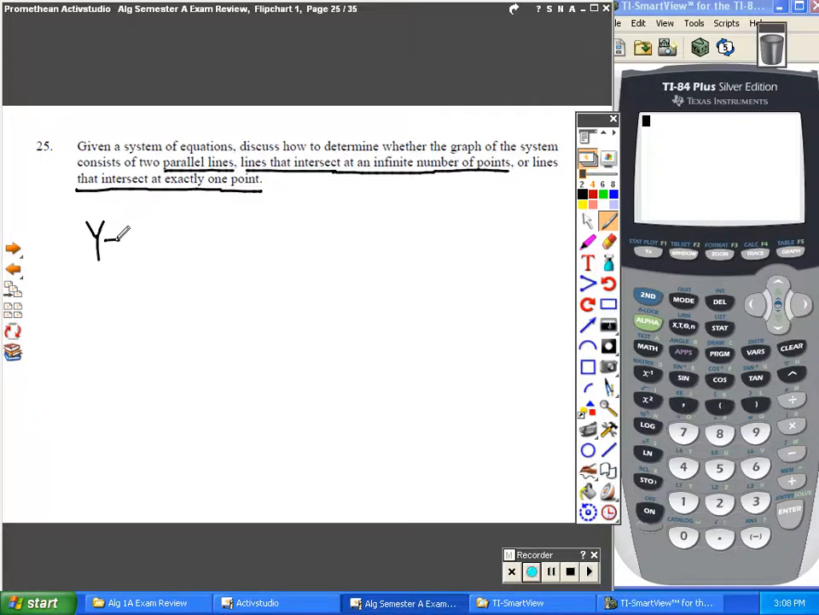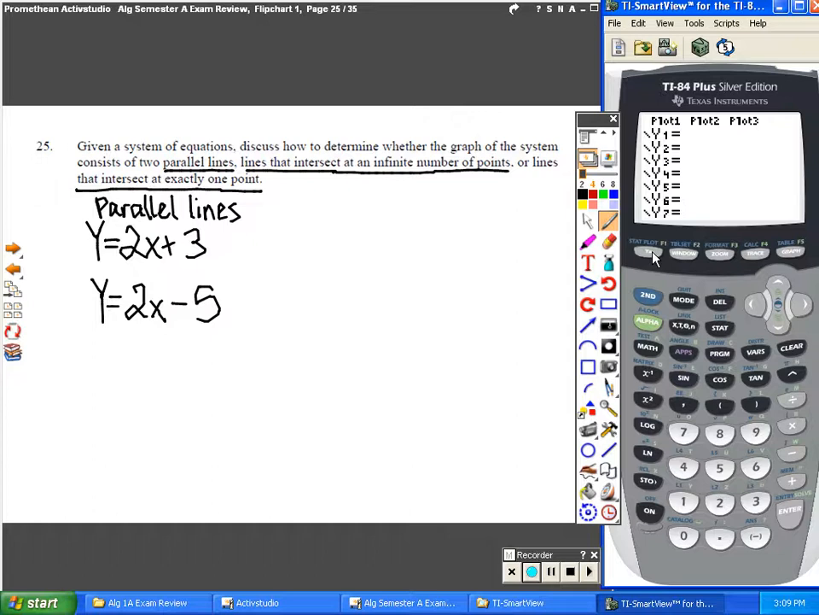This is an example of parallel lines. Parallel lines would look something like this. y equals 2x plus 3, and y equals 2x minus 5. And the reason that these lines are parallel is because if you look at their slopes, they're exactly the same.